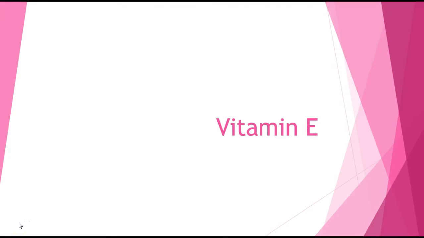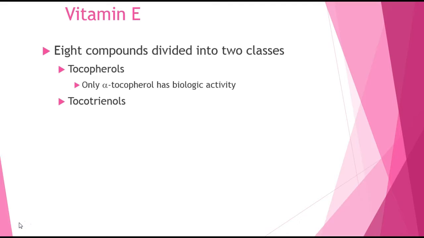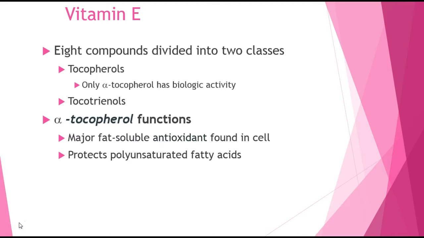Today I'll be talking about vitamin E, which is a fat-soluble vitamin. Vitamin E is actually comprised of 8 compounds, which are divided into 2 classes, one being tocopherols, and within that tocopherol class, only alpha tocopherol has biological activity, and tocotrienols. We'll be talking about the alpha tocopherol functions.